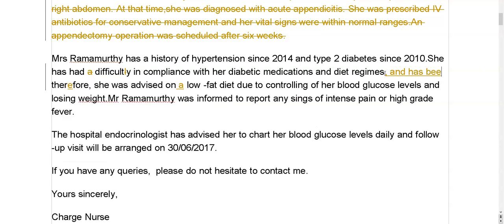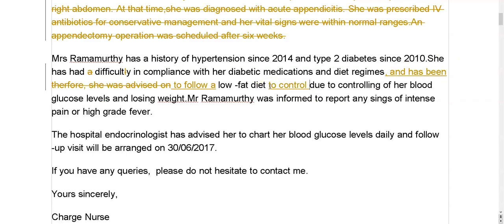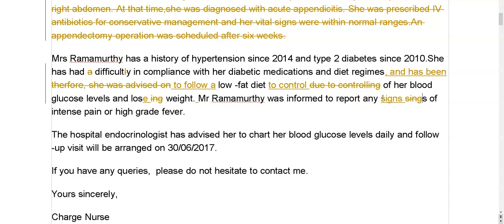I'd just make it present perfect. Has been advised to follow a low-fat diet, to control her blood glucose levels and to lose weight. Mr. Murphy was informed to report any signs of intense pain and high-grade fever. A follow-up visit will be arranged. Well, again, what's that got to do with me?